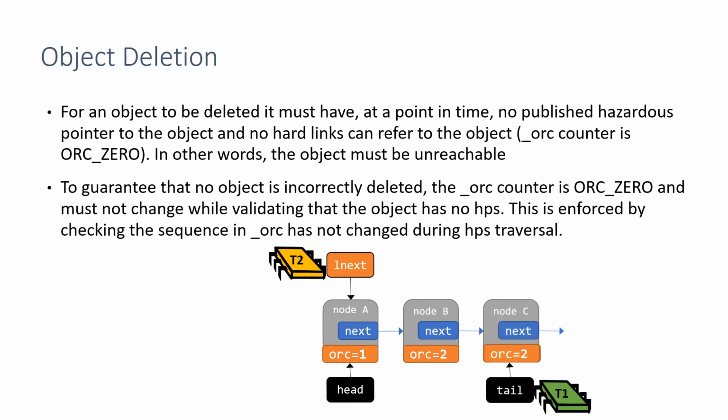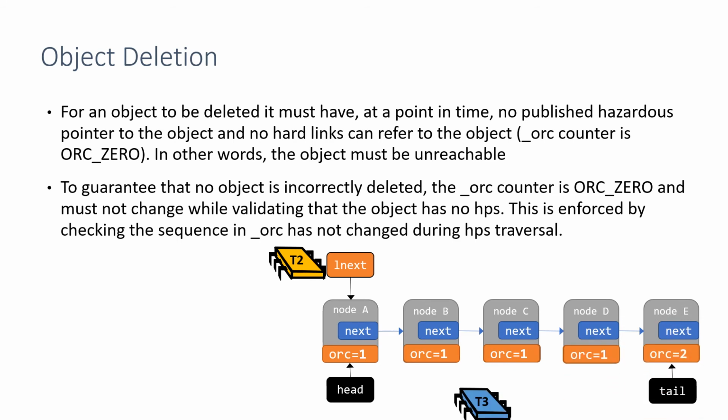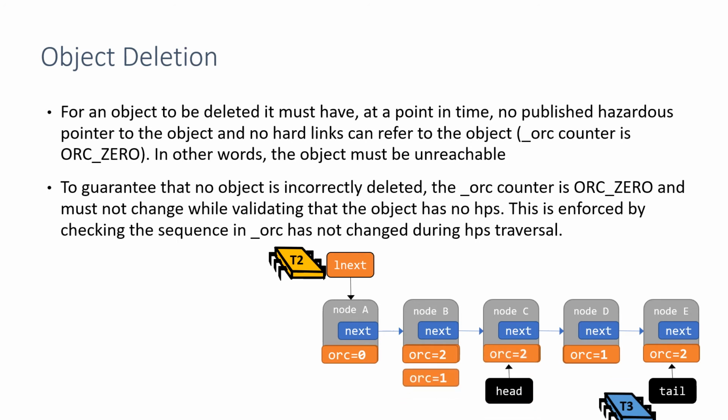Now T1 is inserting node C, node D, and node E. Now T3 will start by dequeuing nodes A, B, and C. At this point, the global references head and tail no longer can reach A, B, and C, but these nodes are still reachable through T2, which has a local reference to node A.